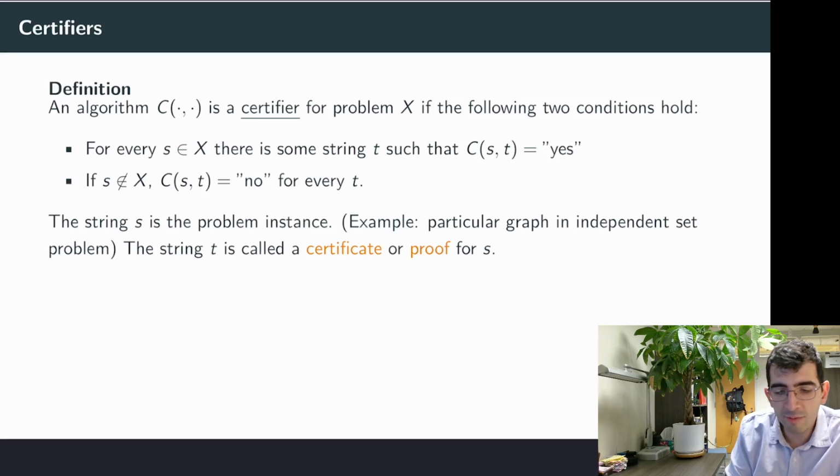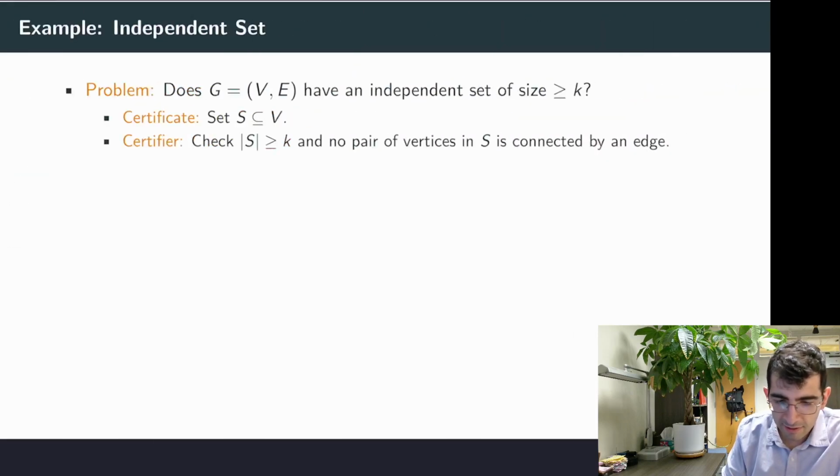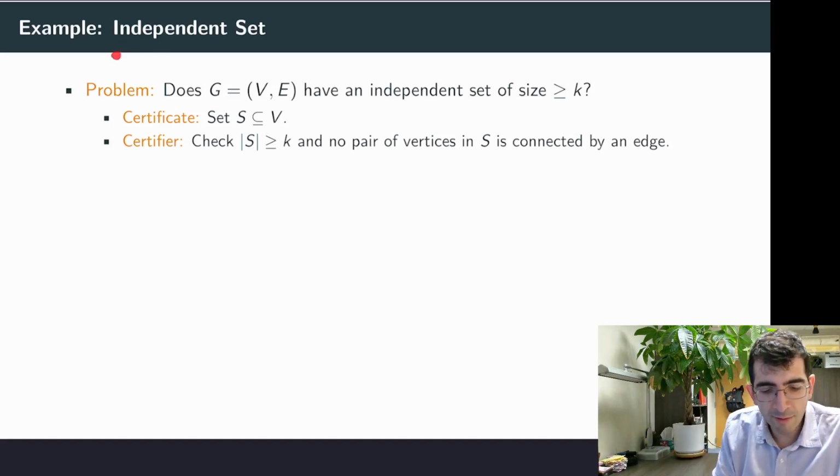Okay? So there needs to be some polynomial time certifier that could differentiate between yes and no instances of a certain problem in polynomial deterministic time. It needs to be an efficient certifier, as I said. And so, let's go through some examples. Okay, so let's say the problem was independent set.